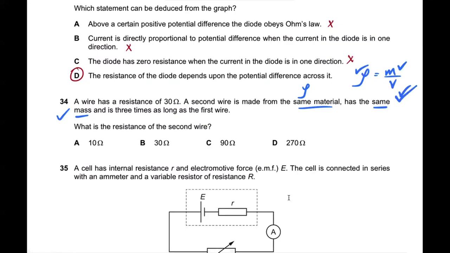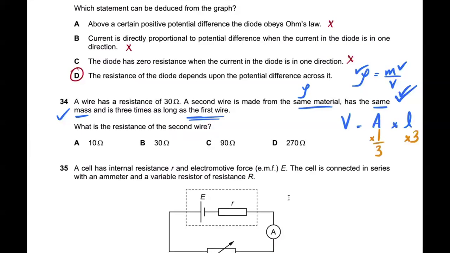All right, so if it's 3 times as long as the first wire, and I think about volume as cross-sectional area times length, then if it's 3 times as long, it would only have 1/3 of the cross-sectional area. Because volume is constant, area and length are in inverse proportion. So what is the resistance of the second wire?